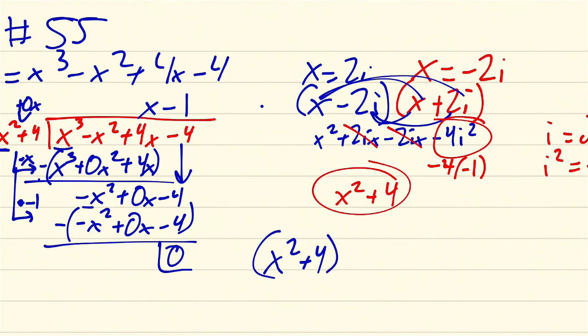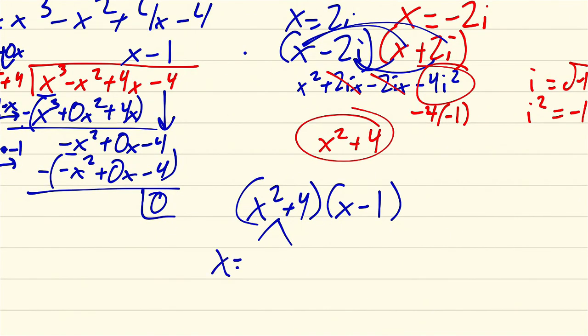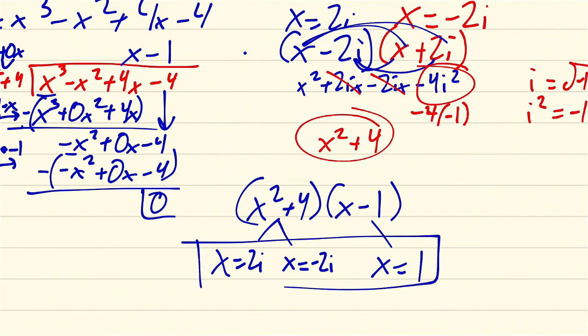We just kind of factor that out, and we're left with now x minus 1. We already know what makes this equal to 0. That was x equals 2i, the one we were given, and x equals negative 2i, the one we kind of assumed. This last one, what makes that equal to 0? X equals positive 1. So we end up with 3 unique zeros. X equals 2i, x equals negative 2i, and x equals positive 1.